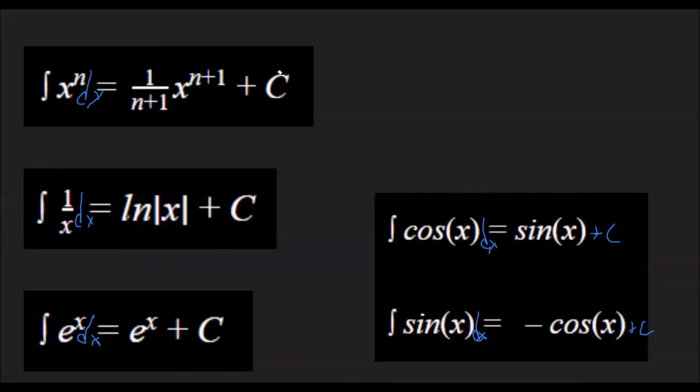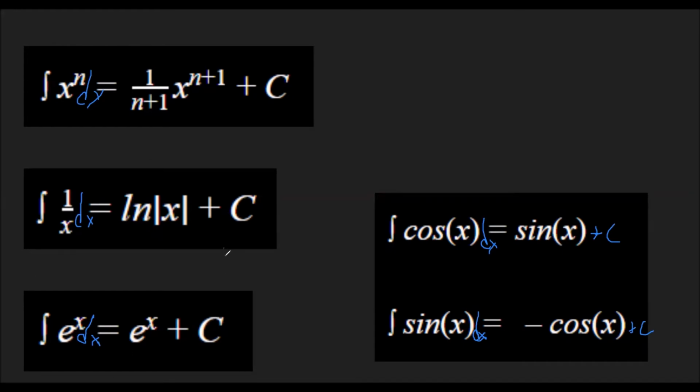Now this formula over here, 1 over x, is a bit difficult to understand. It doesn't really make sense. But you just have to remember this. I'm sure there's some sort of proof, but I don't know it right now. So you're just going to have to remember that when integrating 1 over x, it's equal to natural log x plus c.